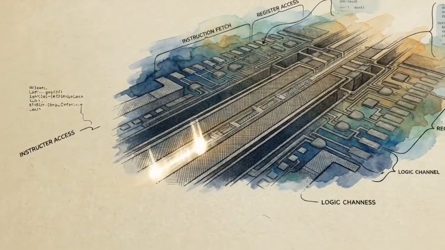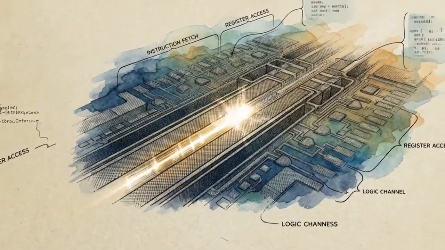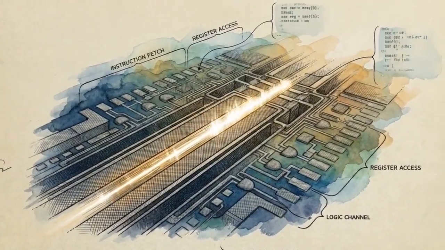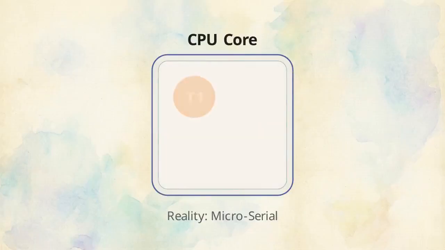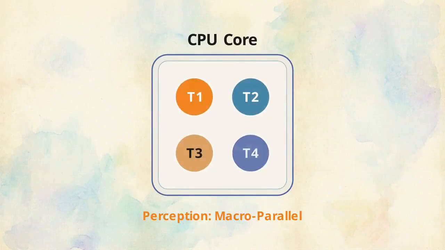At the hardware level, a single physical CPU core can execute exactly one instruction thread at any given microsecond. That is a strict physical limit. What we experience as concurrency is an illusion. The operating system rapidly alternates processor time across multiple tasks, creating the perception of simultaneous execution.